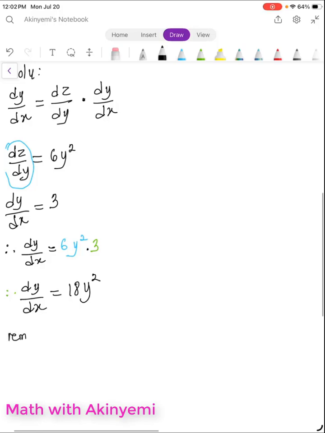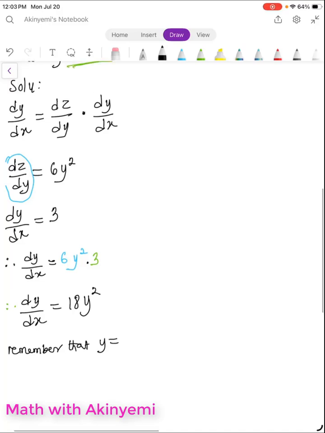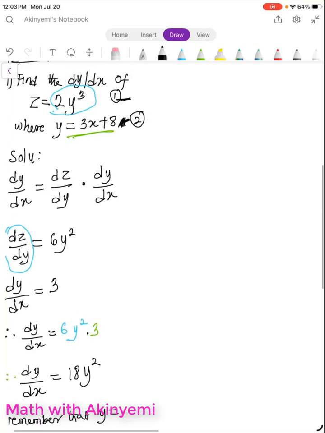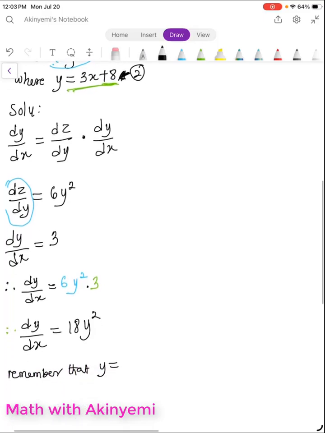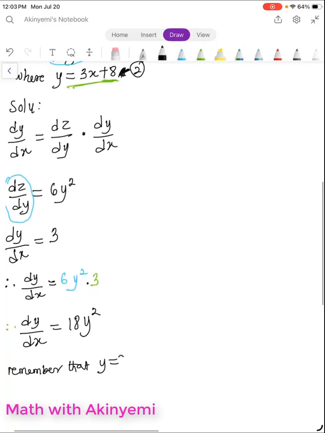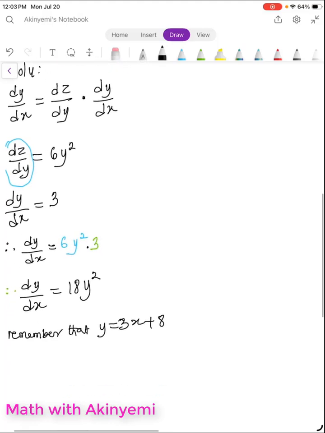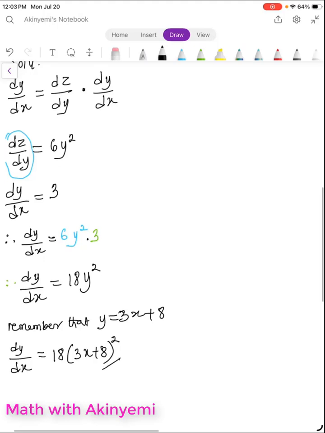Then remember that y equals, what is our y? This is y. So our y is 3x plus 8. Therefore, final result, our dz over dx is equal to 18 into bracket 3x plus 8 square, and that's the dz over dx.